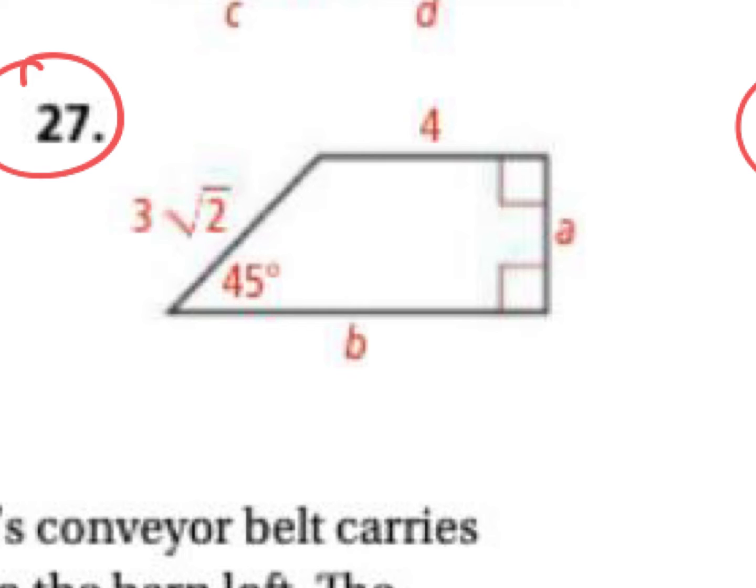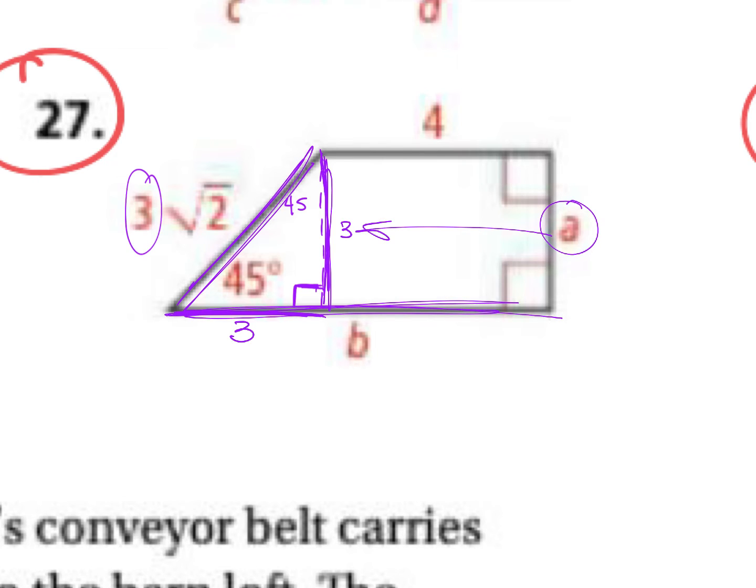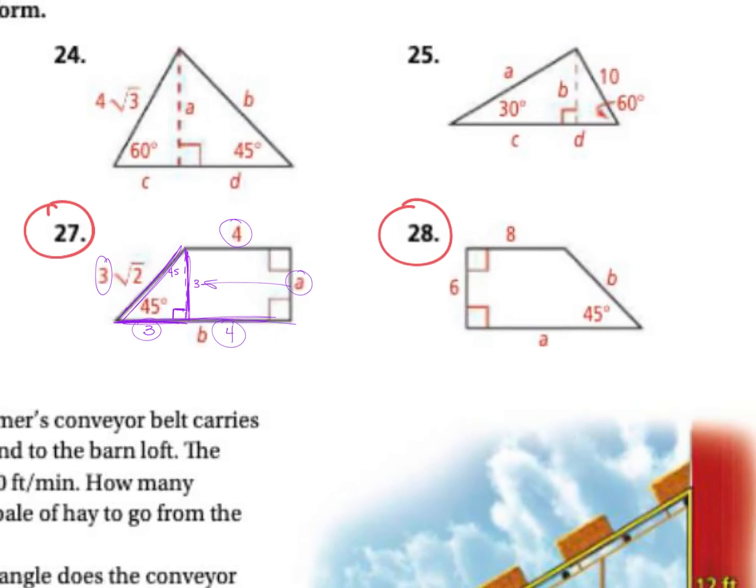So what you should do in this situation is if I draw that line right there, I just made for myself a 45, 45, 90 triangle. Do you see it? Okay, if that's the case, what is this length? It's 3. If this side, your hypotenuse, is 3 rad 2, then this is 3. What is this length? Also 3. So for your A, it's 3. For your B, it's how long? 7. The 4 and the 3 put together. So B is 7. Okay. 28.